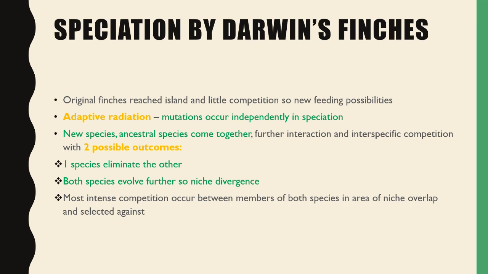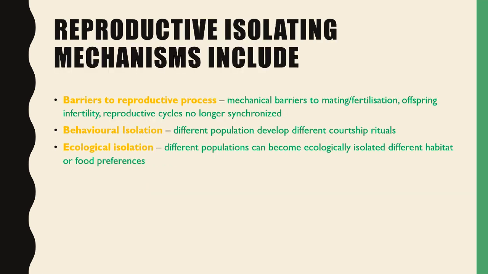So the original finches reached the island of Galapagos, and there was little competition, and so there were new feeding possibilities. This thing called adaptive radiation occurred, where mutations occurred independently, resulting in speciation. So the new species formed, and there was an ancestral species beforehand, and they came together. They had further interaction and interspecific competition, and there were two possible outcomes. Either the first species eliminated the other, or both species evolved further, so there was niche divergence. The most intense competition occurred between members of both species in an area of niche overlap, and these individuals were selected against.